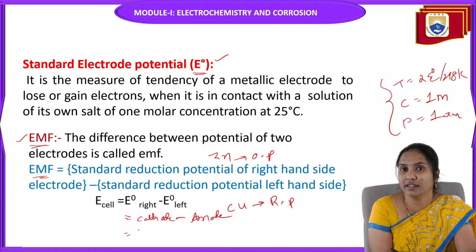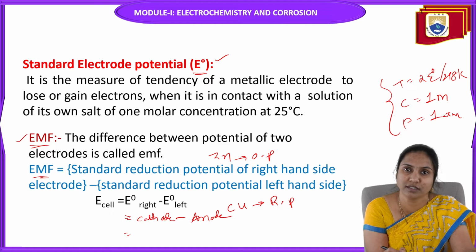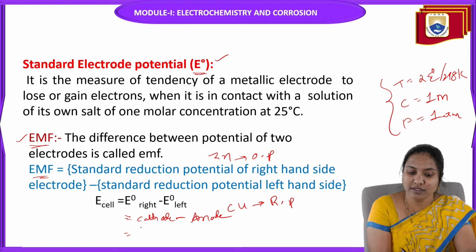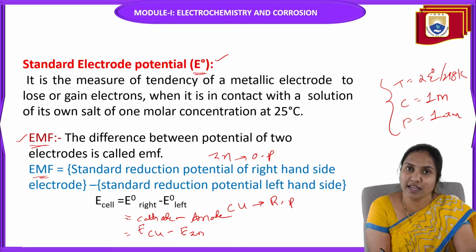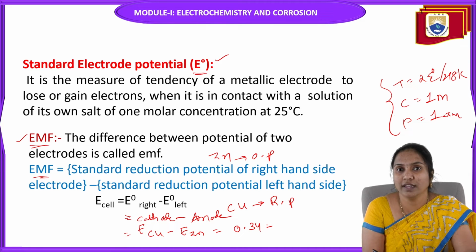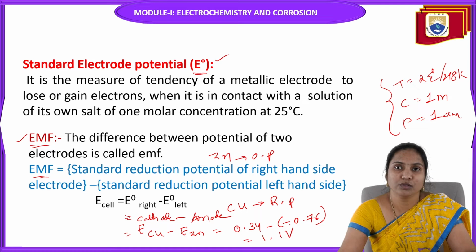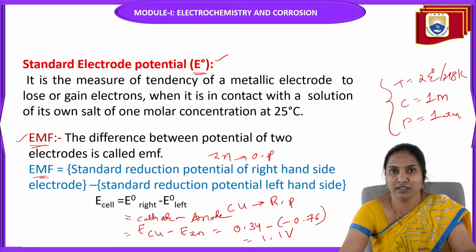So how can you calculate the standard electrode potential of this galvanic cell of zinc and copper? The cathode is E copper minus E zinc, which acts as anode. What is the electrode potential of copper? 0.34 volts. And what is the electrode potential of zinc? Minus 0.76 volts. So its value is 1.1 volts. In this way we can calculate the EMF of the galvanic cell.